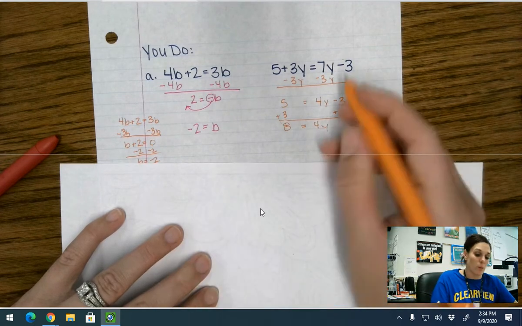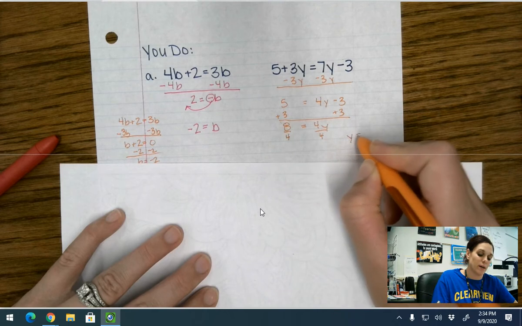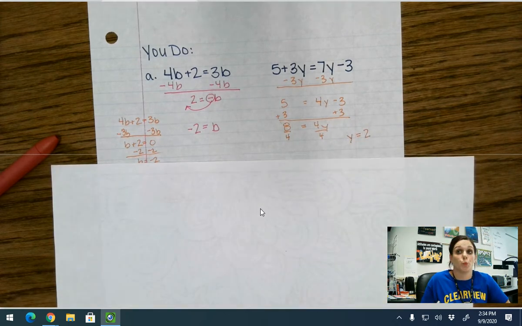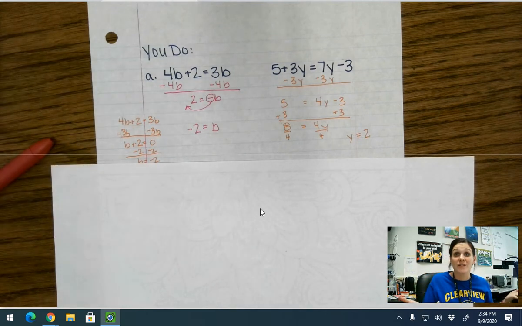Then we divide both sides by 4. So we get y equals 2. So let's see, I wonder if you got -2 and +2. All right, so that's variable on both sides. Kind of straightforward, move the variable over, solve the two-step equation.